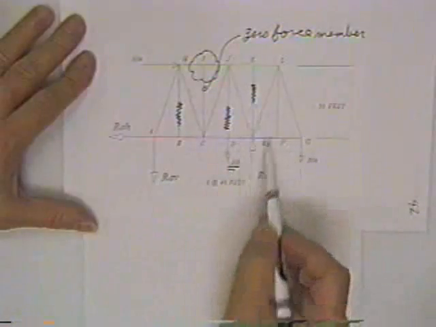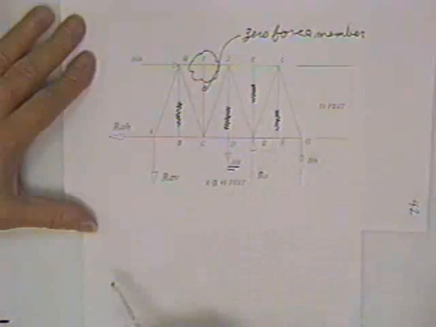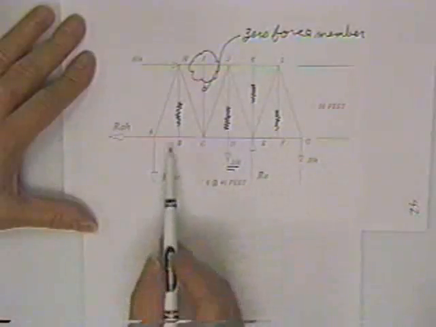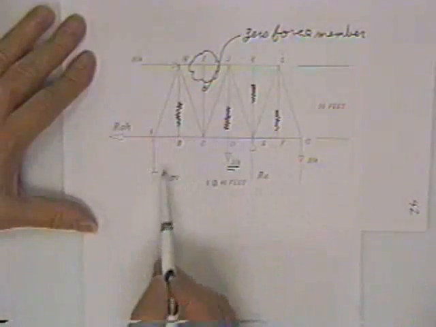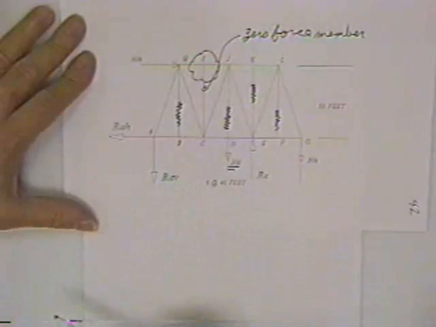This is a zero force member. This is a zero force member. They may be there for nothing more than to brace these long members, but there's no real load in them.